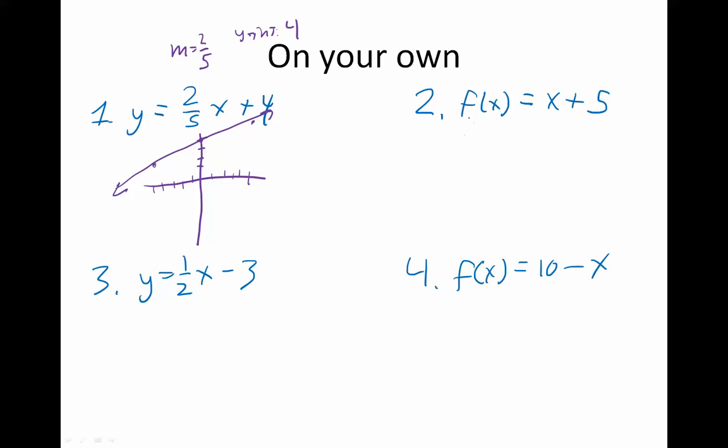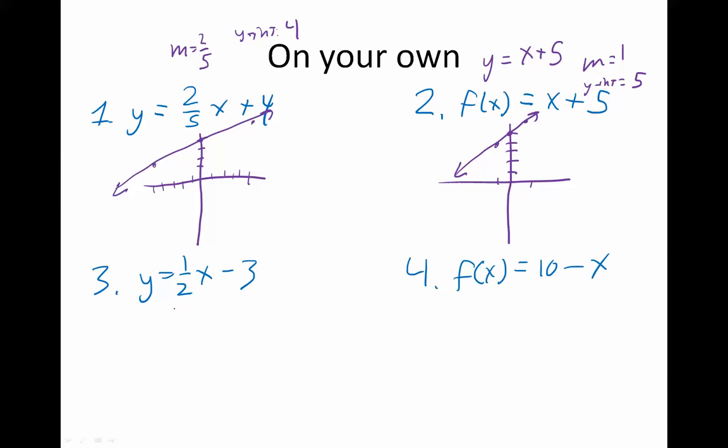Number 2 has an f of x there instead of y. Remember, the f of x and the y are the same thing. Okay, so we don't need to worry too much about that. Over here, my slope is 1. My y-intercept is 5. So I'm going to cross the y-axis at 5. And then I'm going to go right 1, up 1, or down 1, left 1.